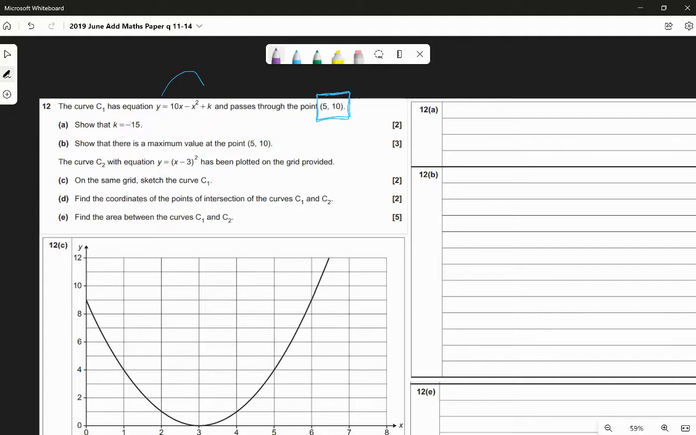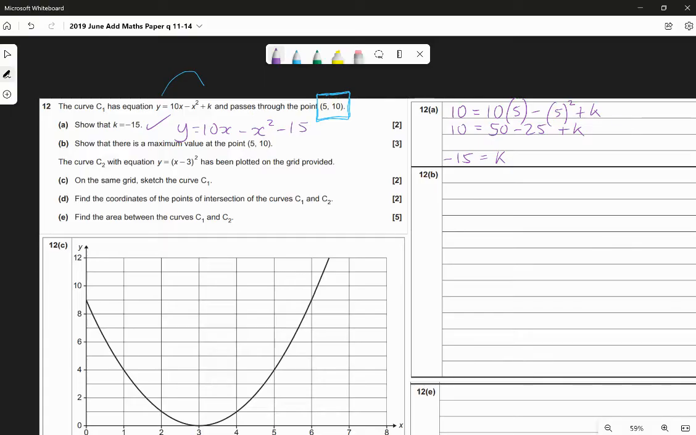We know that when x is 5, y is 10. So I can replace y with 10 and x with 5. So 10 is equal to 10 lots of 5 minus 5 squared plus k. So 10 is equal to 50 minus 25 plus k. So 50 take away 25 is 25. 25 plus k is 10, and therefore k is negative 15. Which is what we wanted. Okay, so that part's done. We've shown that k is minus 15. So we now have an equation, y is equal to 10x minus x squared minus 15. That is our equation.